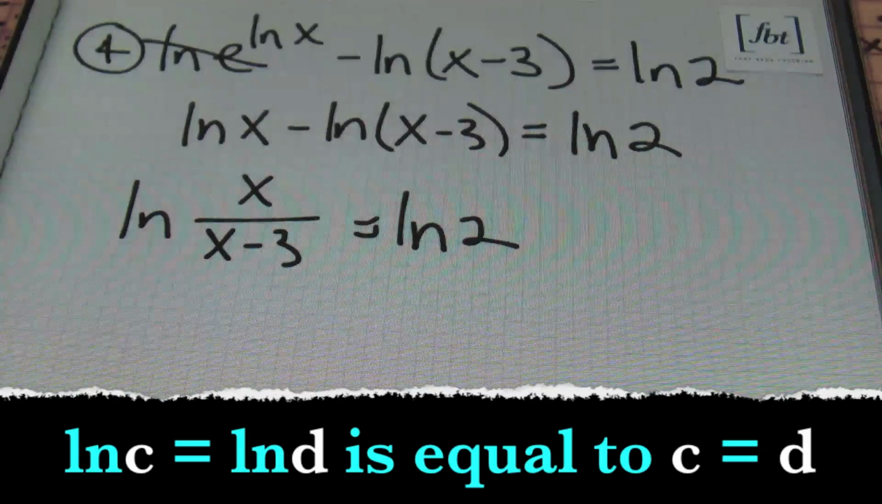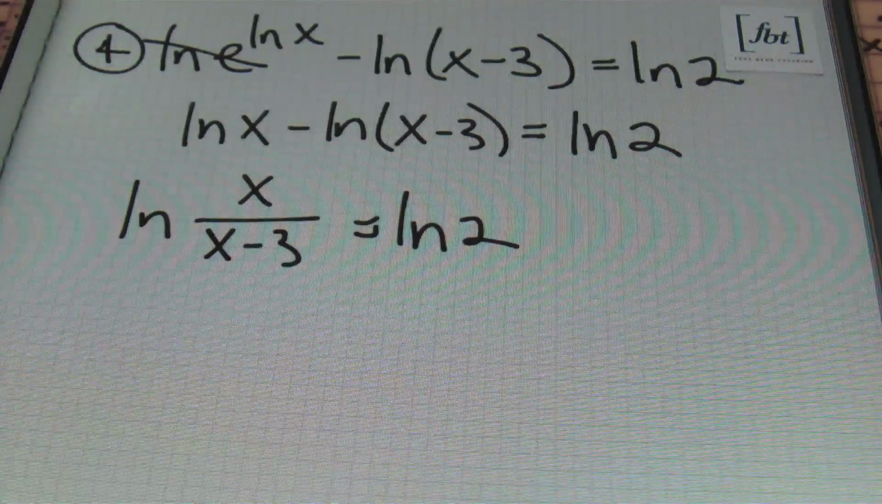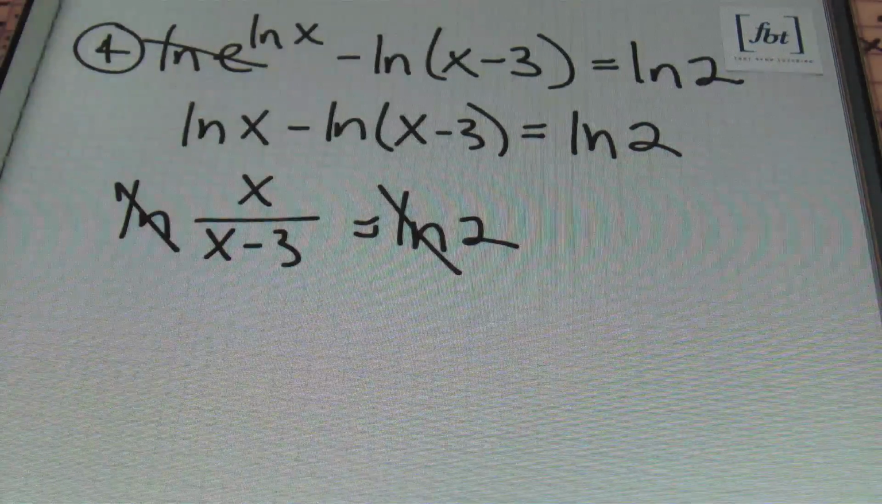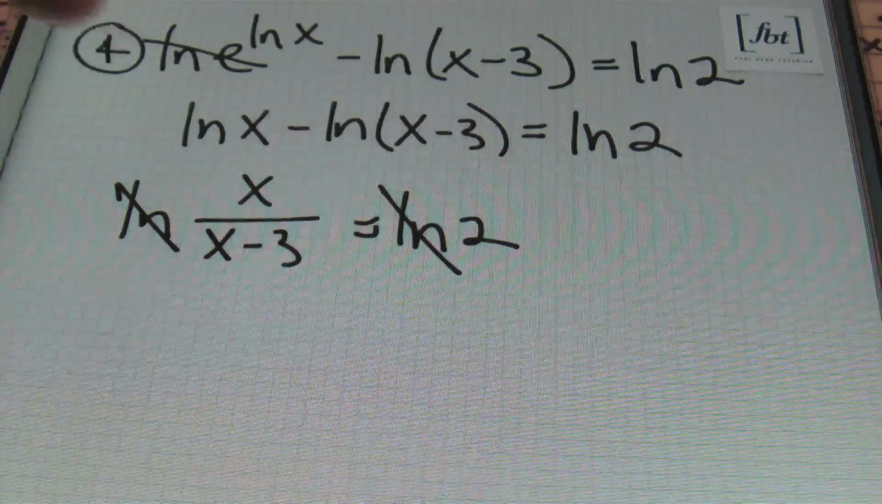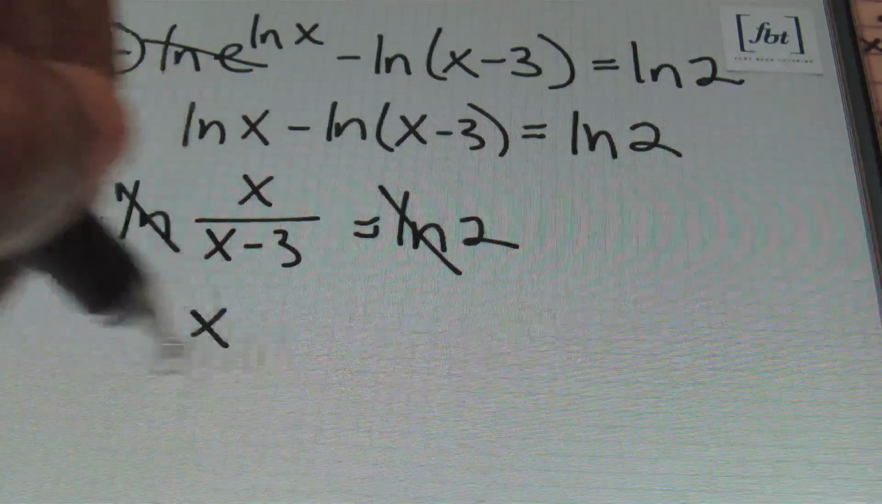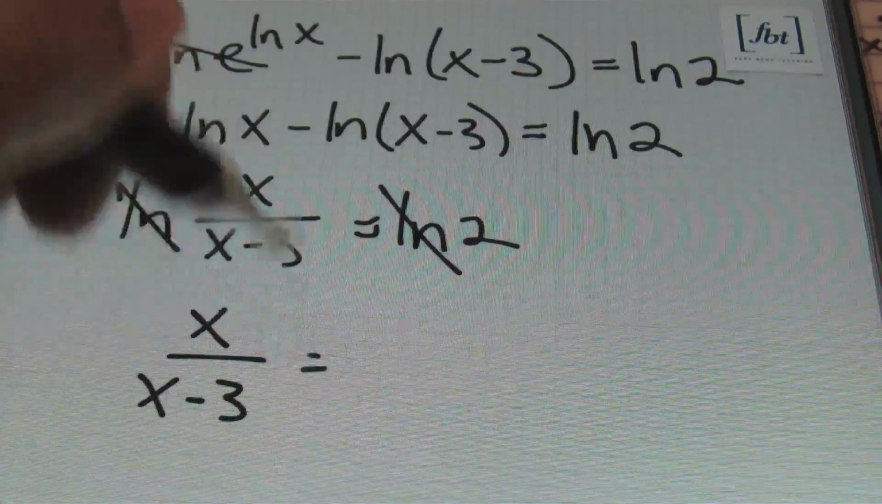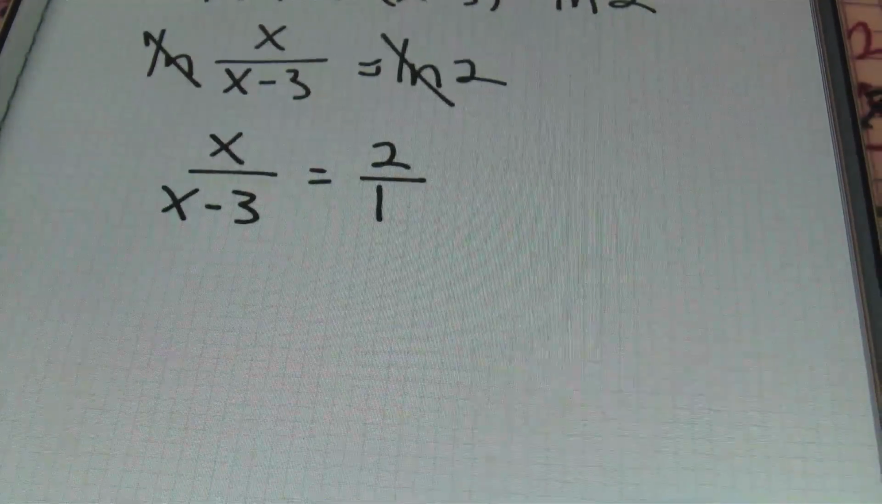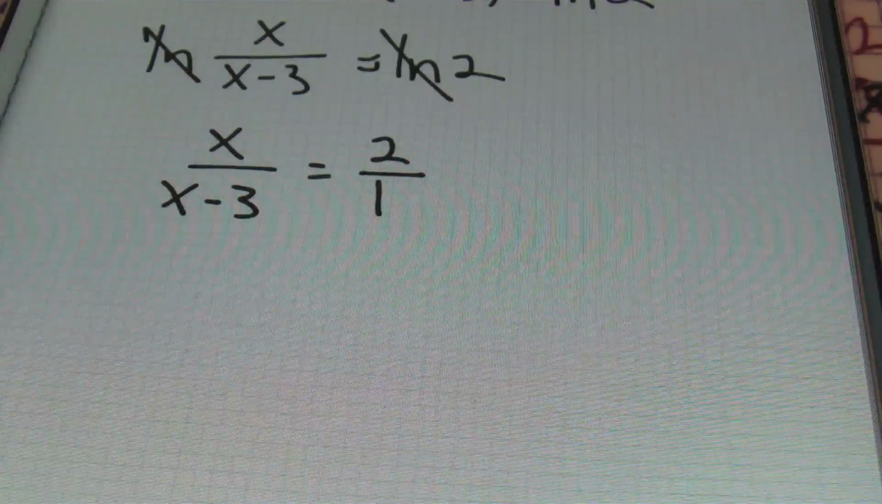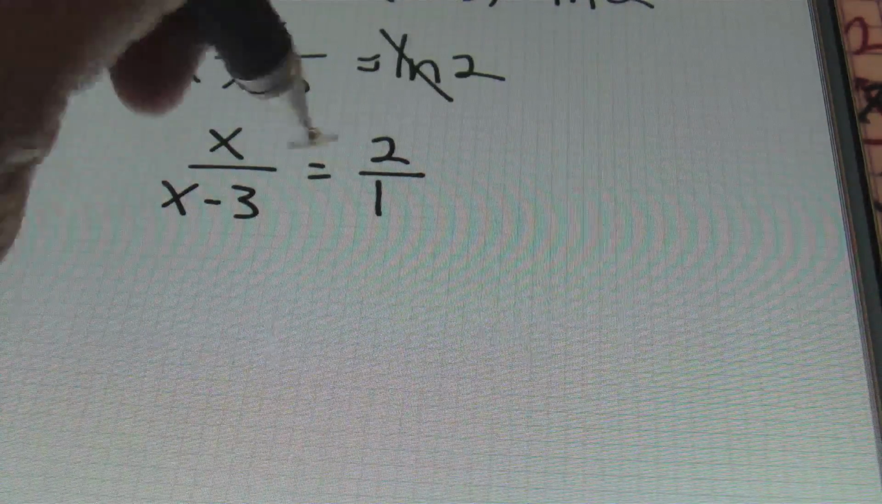If that's ever the case, go ahead and cancel out those natural logs. Yeah, you can just cancel them out, just like that. From there, I'm going to rewrite this as a proportion. I'm going to say that I have x over x minus 3 is equivalent to 2 over 1, just like that. Okay. From there, ladies and gentlemen, I'll use the extremes means method, aka cross multiply.